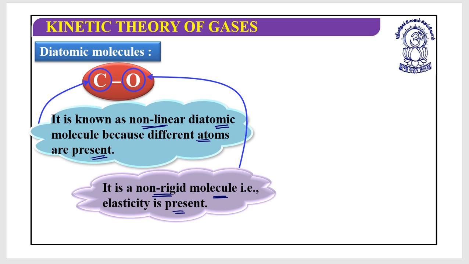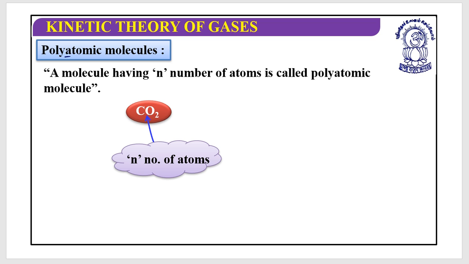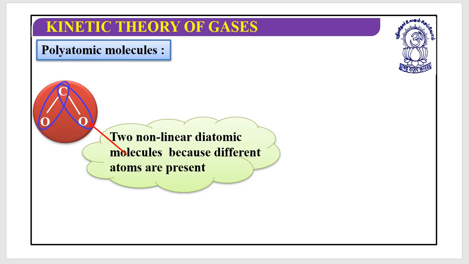I hope this is clear. Now let's take the next, polyatomic molecules. What is it? A molecule having n number of atoms is called a polyatomic molecule. Let's take the case of CO2. Here n is the number of atoms. When I understand CO2, more than two atoms are present. That's why we can consider it a polyatomic molecule.